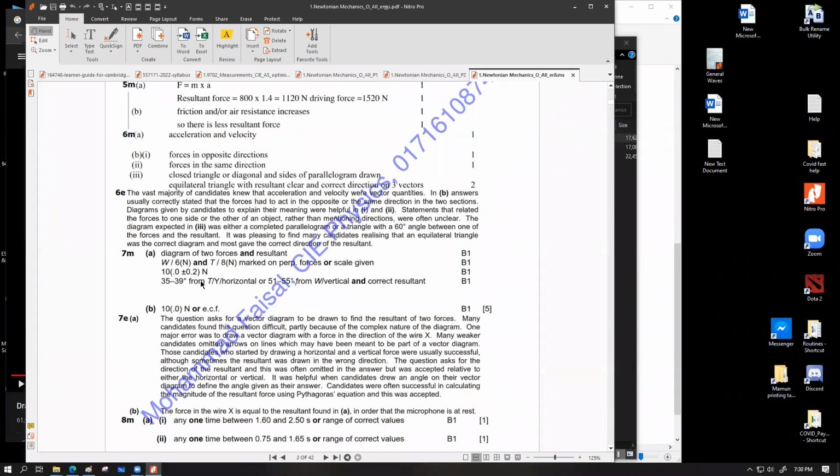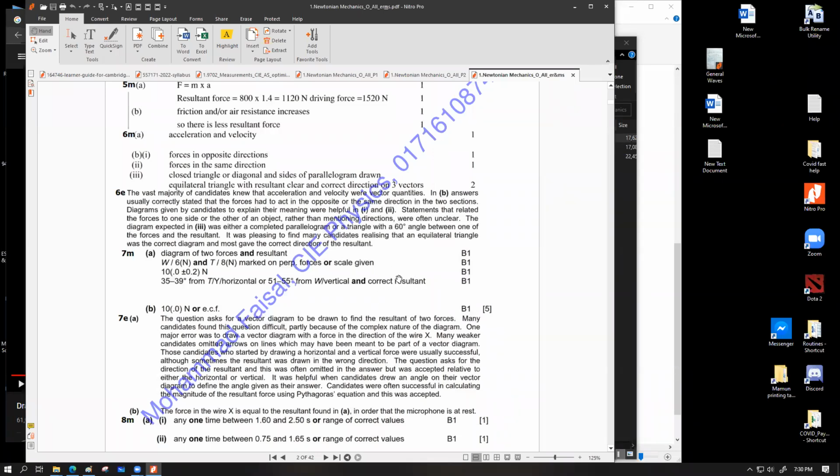You see, because you are going to be doing this with drawing, they have allowed you a margin of 0.2 centimeter. So your answer is acceptable from as small as 9.8 centimeter to as big as 10.2 centimeter. Within this range, you have to give this answer. And then it goes like this: either 35 to 39 degree from T with horizontal, or 51 to 55 degree from W with vertical, and correct resultant. Correct resultant means downward right. এই পার্টটুকু হচ্ছে downward right.